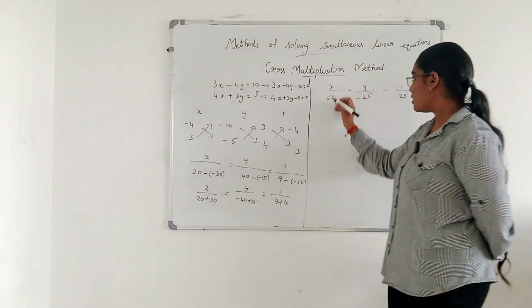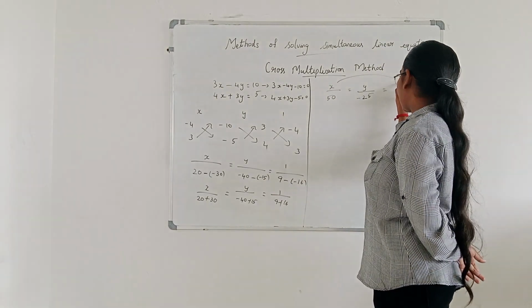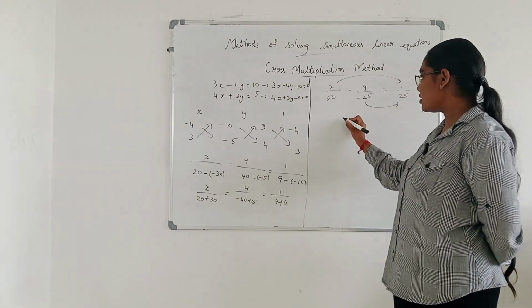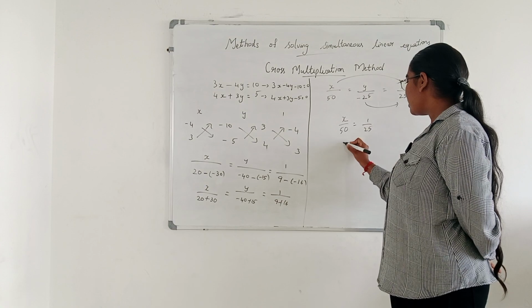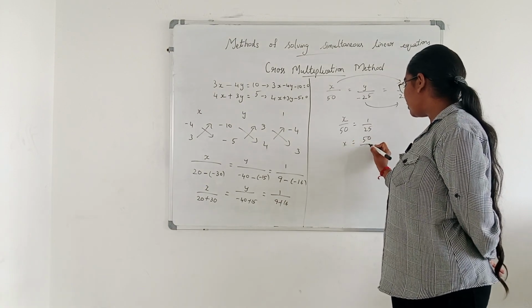Okay, fine. Next, you have to compare this x with this constant and y with this constant. So x divided by 50 equal to 1 divided by 25. x equal to 50 divided by 25.